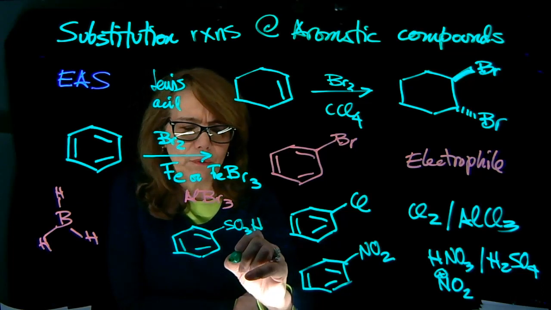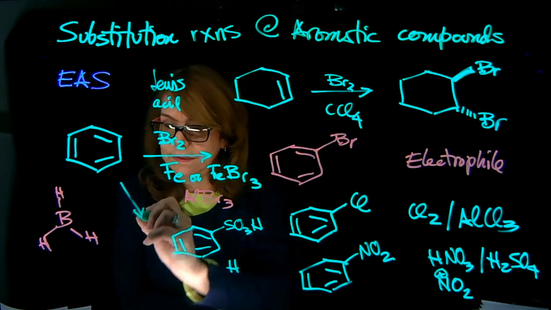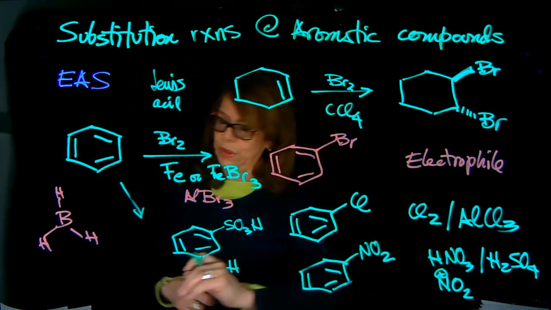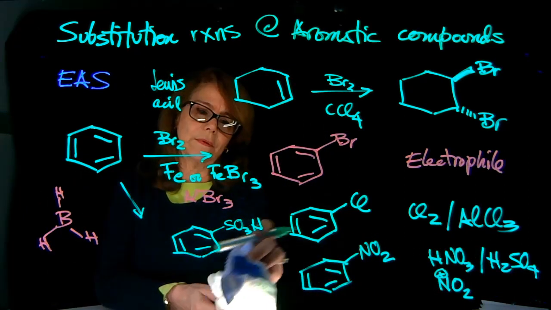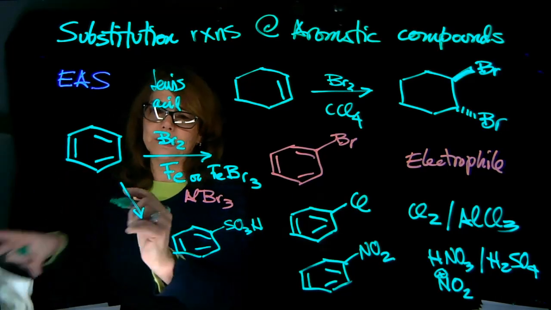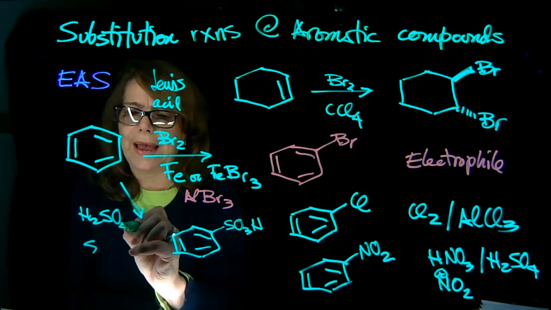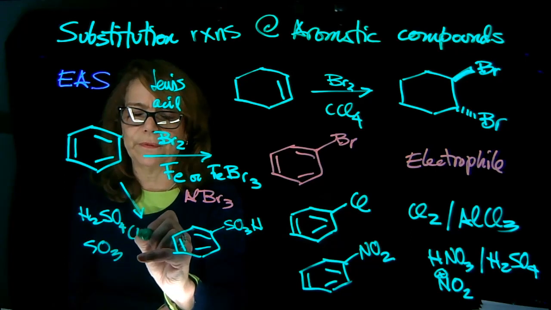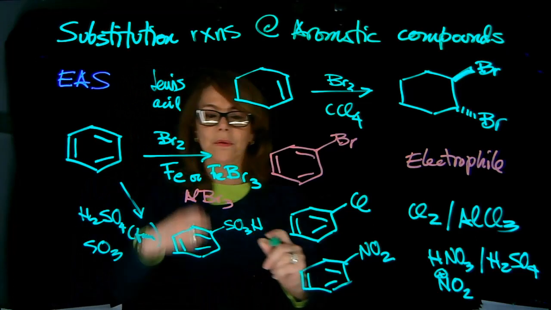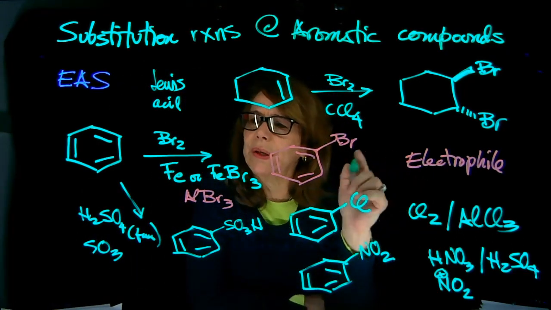is generated when you do the reaction of benzene with fuming sulfuric acid. Fuming sulfuric acid is sulfuric acid with SO3 gas. That is why we say fuming. So interesting, there are a number of things that we can do.